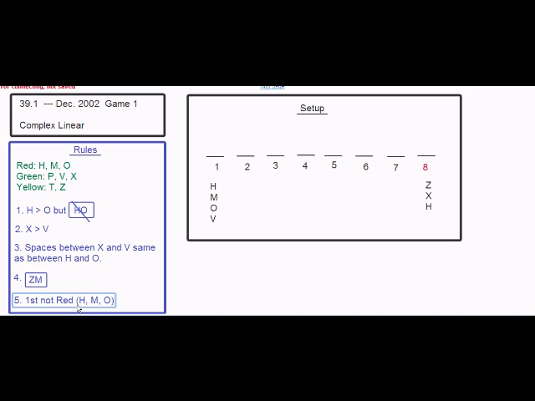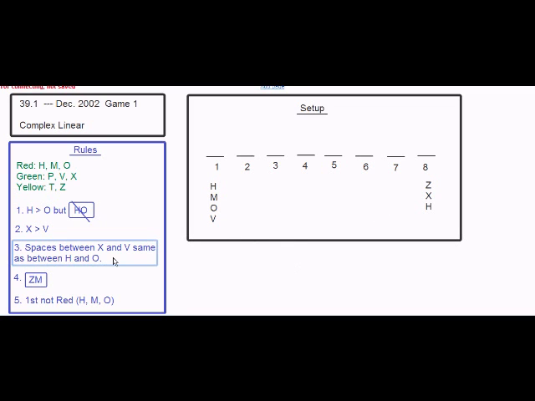Okay, so let's figure out how these rules are going to come together to make deductions, or what not laws, what no-goes we can generate. So we can start at the top. It says H before O, so H can't be last because it has to come before O, and O can't be first because it has to come before H. All right, the same thing with X and V. X can't be last and V can't be first.